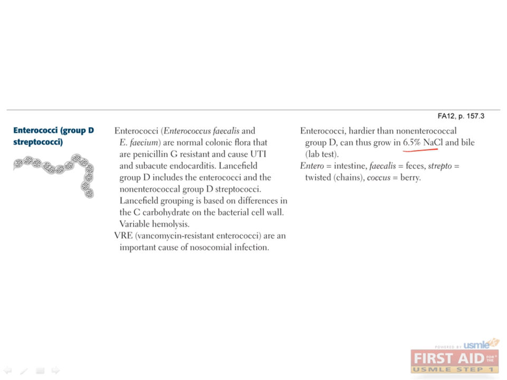The Enterococcus genus of Streptococci possess the Group D Lancefield antigen and can grow under harsh conditions: 6.5% sodium chloride and 40% bile salts, which is why they are able to survive as normal flora in the colon. This is in contrast to the non-enterococcal Group D Streptococci species such as Strep bovis, which we'll discuss in the next fact.